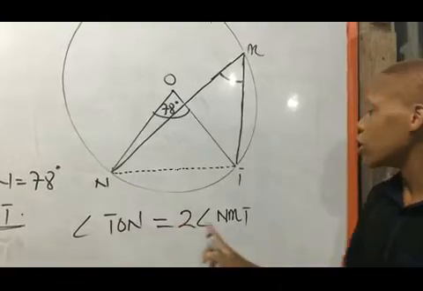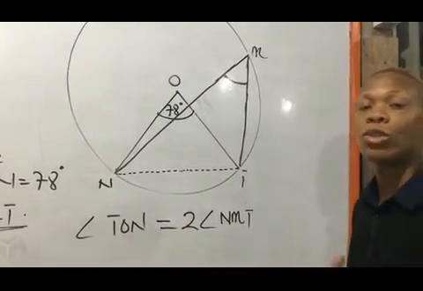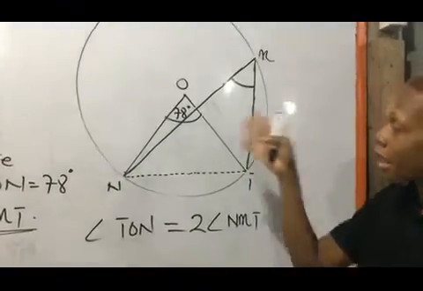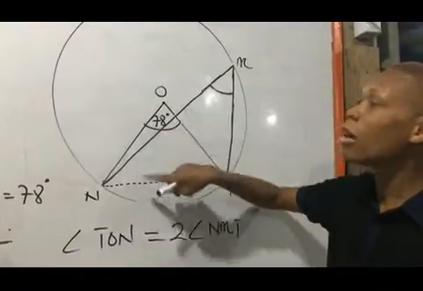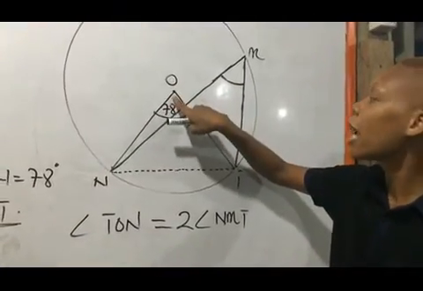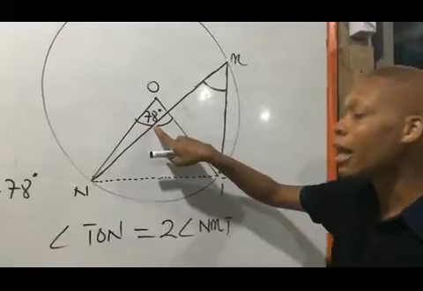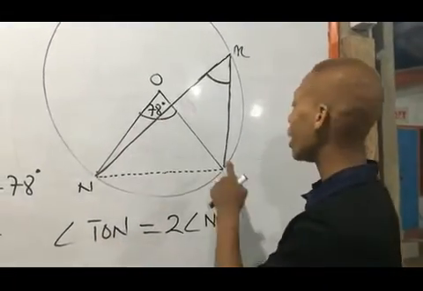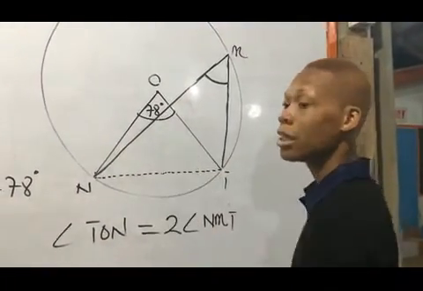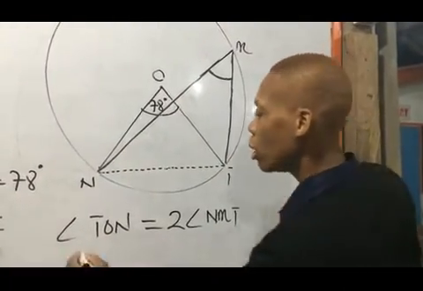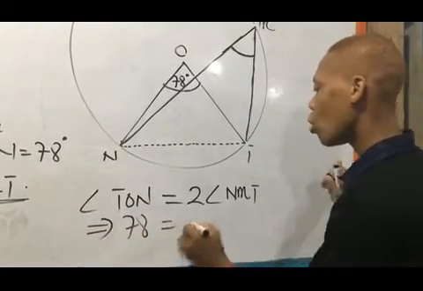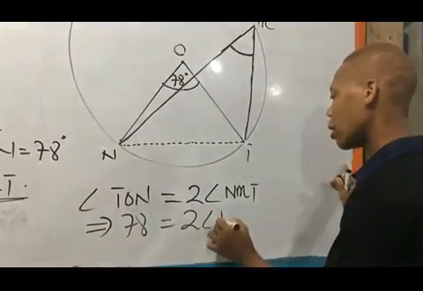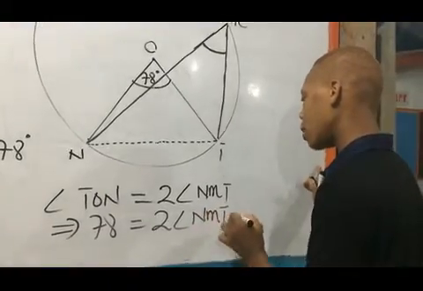Now these two angles, one of them will be given to you to find the other. Now check from the diagram. From the diagram, you will notice that one of the angles has been given, which is the one at the center. The angle at O is 78. So this angle here, TON, this angle is 78. So this has been given to you. So this implies 78 is equal to twice angle NMT.